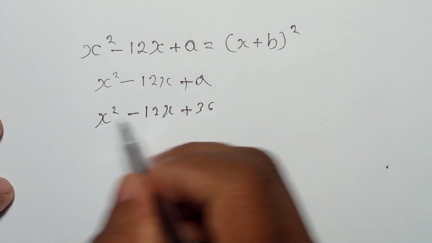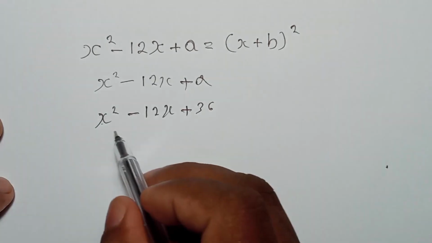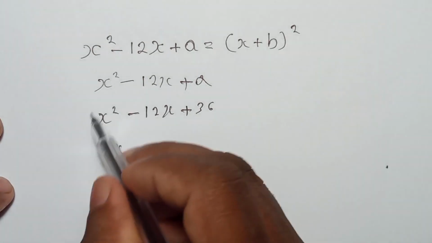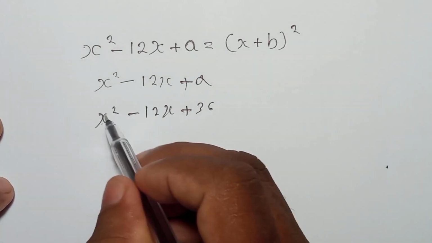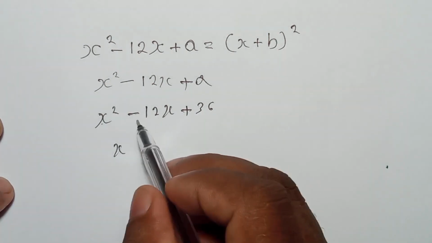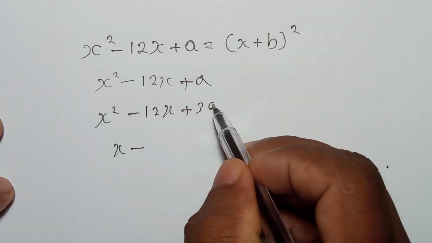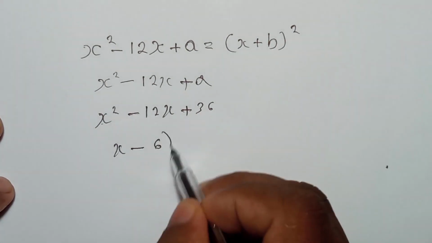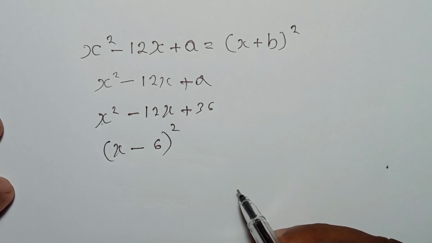Now you can write this in this format. You can write the square root of x squared, which is x. If you put the square root here, it will be x. So just take the sign from this one, and then the square root of this. Here again, the square root of 36 means 6. So now you can write it like this.